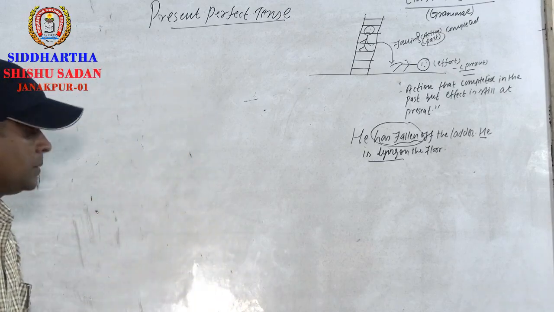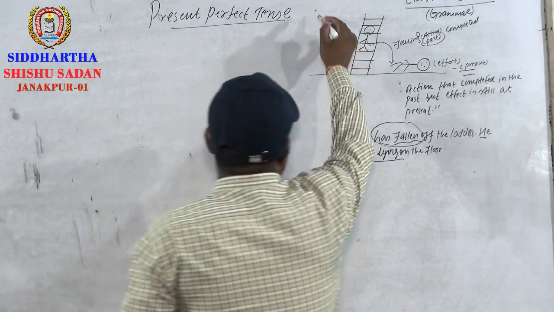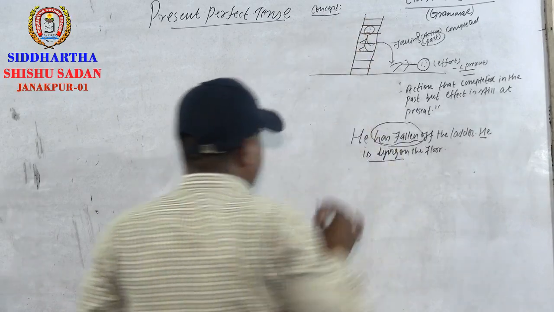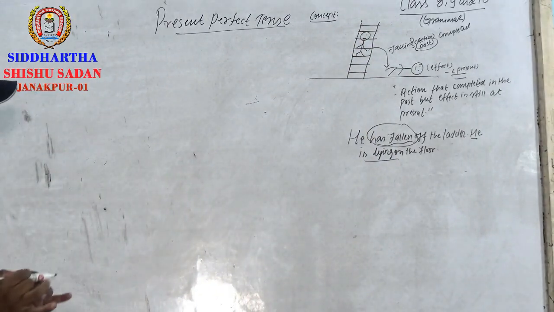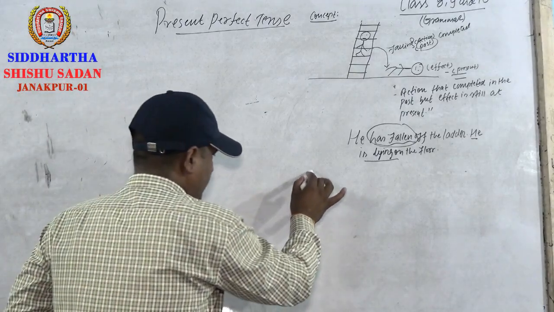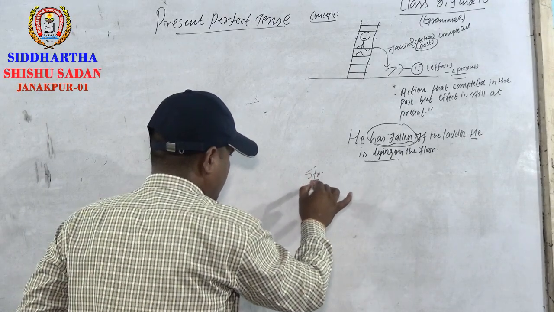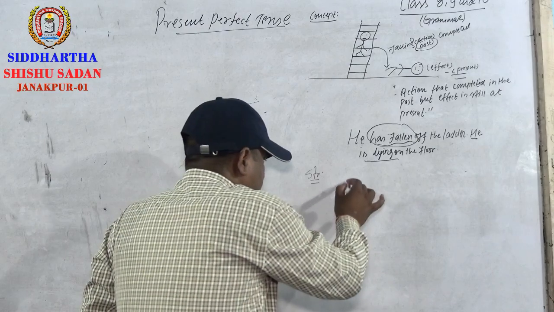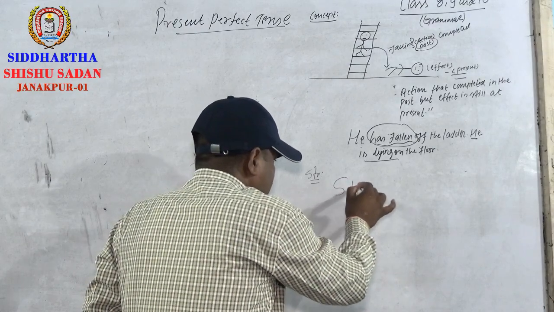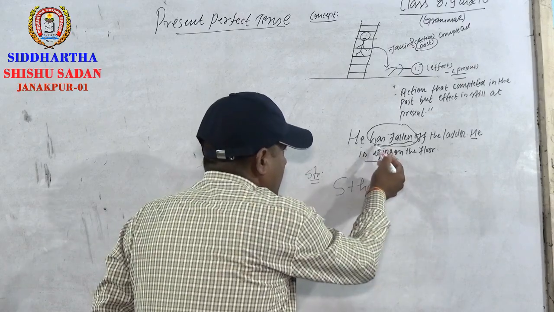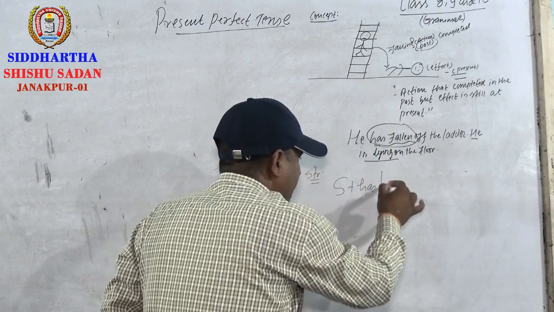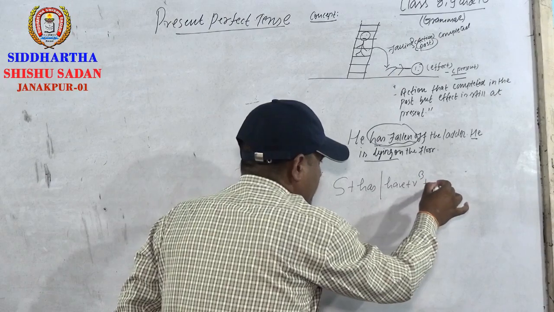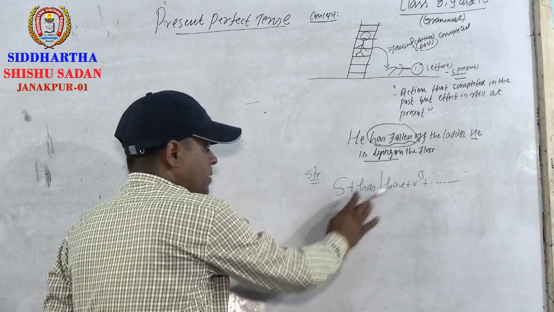Now, second, this was the concept of present perfect tense. Now, I would like to talk on its structure. What's the structure it has? Dear students, present perfect tense has the structure of subject plus has, or we may also have have, plus the past participle form.